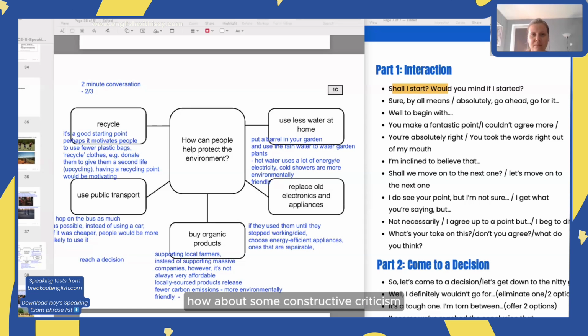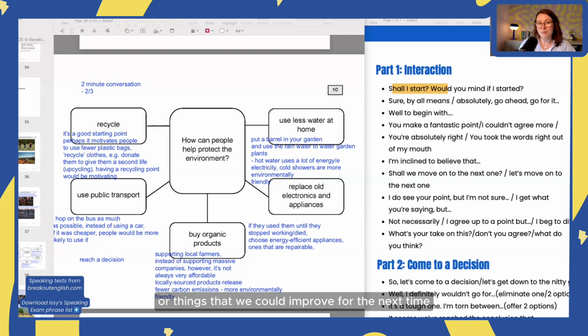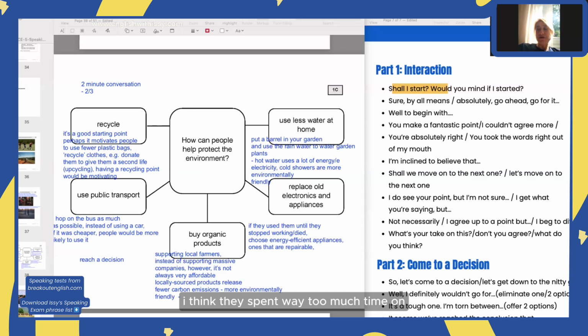How about some constructive criticism or things that we could improve for the next time? I think they spent way too much time on saving water. So in a way, the whole discussion revolves around saving water, and then they were running out of time.